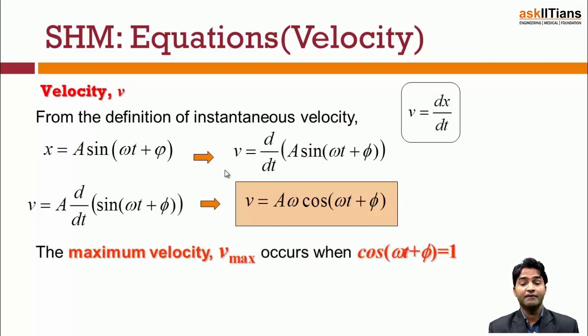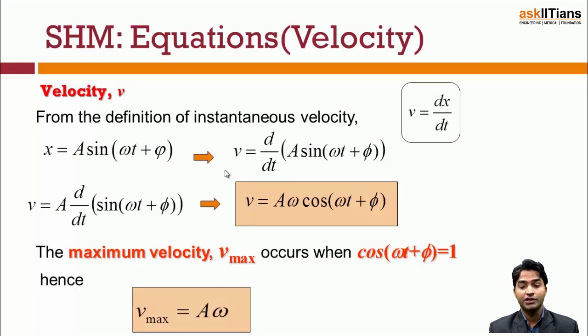Now if we want to draft the condition for maximum velocity, what do we need to do? Cos omega t plus phi is a trigonometric function, it needs to be maximum. For this to be maximum, it should be equal to 1. So omega t plus phi should be equal to 0 degree. It is possible only when either theta or phi is 0 degree, means no phase difference, so it occurs at mean position. So at mean position, velocity is considered to be maximum, that is equal to a into omega.